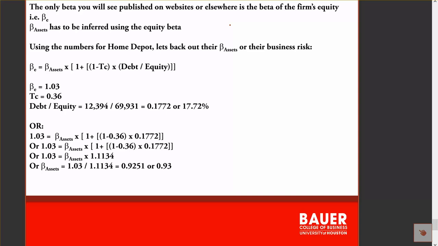Okay, and so I just work through these numbers for the Home Depot example. If we use this formula and we know that the Home Depot's equity beta was 1.03, which is the published beta, we know their tax rate, we know their debt equity ratio, then we can back out their underlying business risk using this formula, and that turns out to be 0.93.